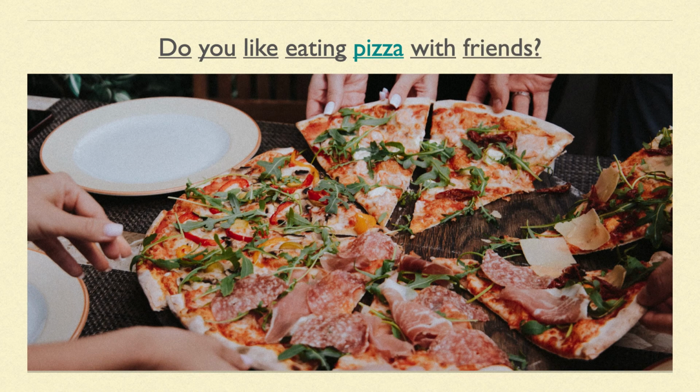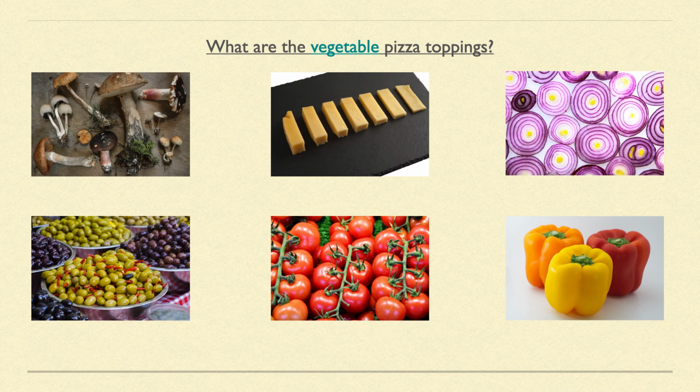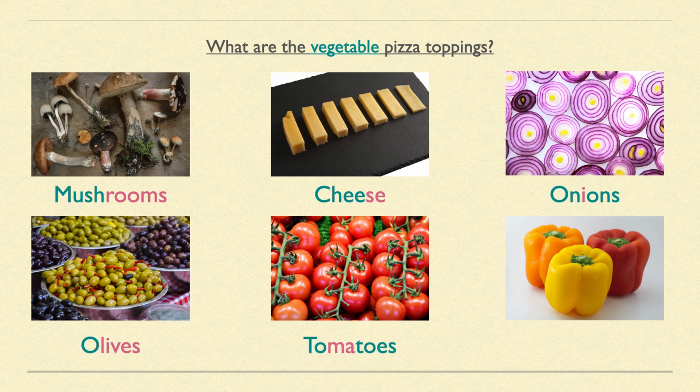Do you like eating pizza with friends? What are the vegetable pizza toppings? Mushrooms. Cheese. Onions. Olives. Tomatoes. Peppers.